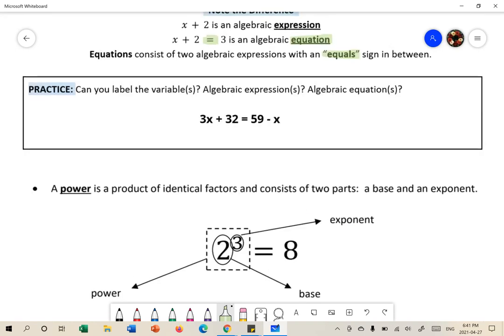Let's label the variables, expressions, and equations in this example. So the variables are x and x. The expressions are the left side separately and the right side separately. The entire sentence is an algebraic equation.